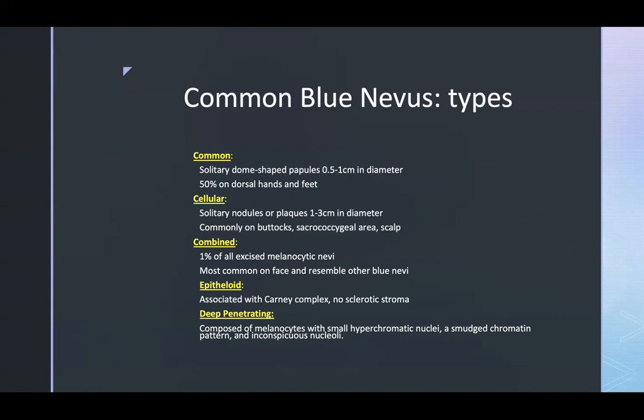Combined blue nevi usually consist of epithelioid or deep penetrating forms. These represent 1% of all excised melanocytic nevi. The most common presentation is on the face, and they resemble other blue nevi clinically. The epithelioid variant typically is associated with Carney complex, but there's no sclerotic stroma in these, as opposed to a sclerosing blue nevus. The deep penetrating nevi, on the other hand, are typically composed of melanocytes with small hyperchromatic nuclei. They've got the smoky cytoplasm. They have smudge chromatin pattern, and they have inconspicuous nucleoli.